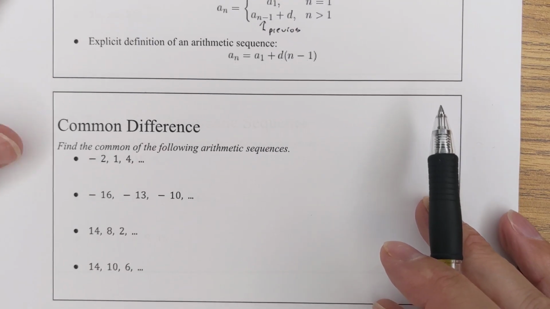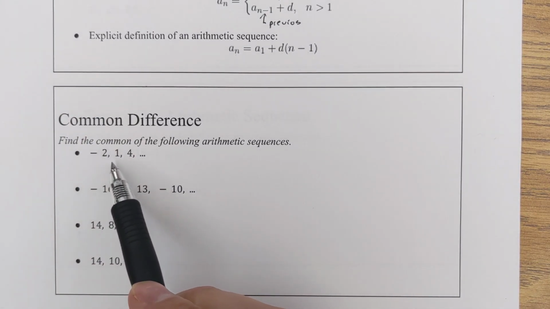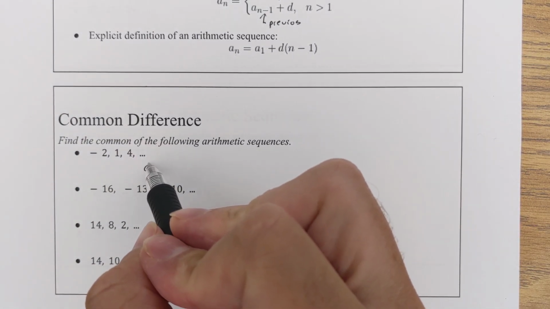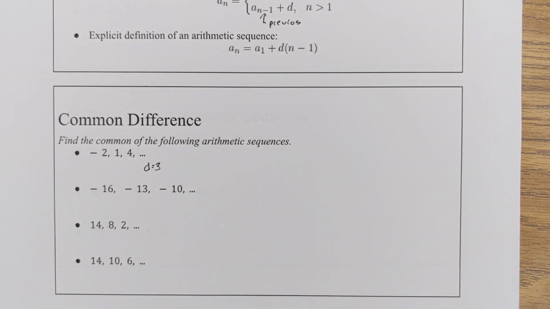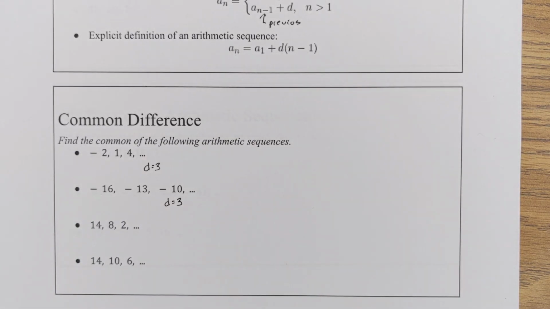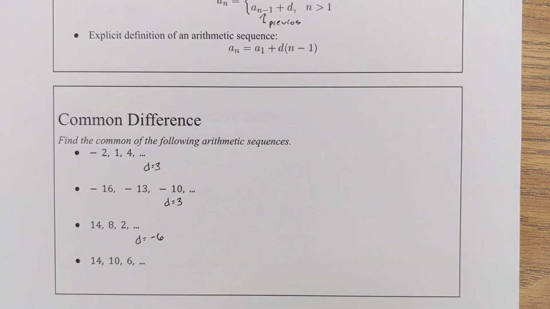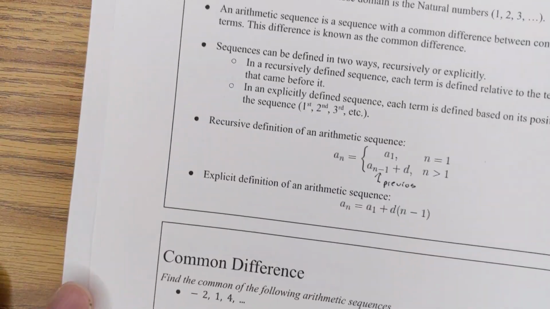All right, so the first type of example is just finding the common difference. The common difference is what you're adding or subtracting to move from one number to the next. To go from -2 to 1, from 1 to 4, in each case I am adding 3. So the difference is 3. -16 to -13 to -10, once again I am adding 3. 14 to 8 to 2, in those cases I am subtracting 6. 14, 10, 6, in those cases I am subtracting 4. So those are common differences.